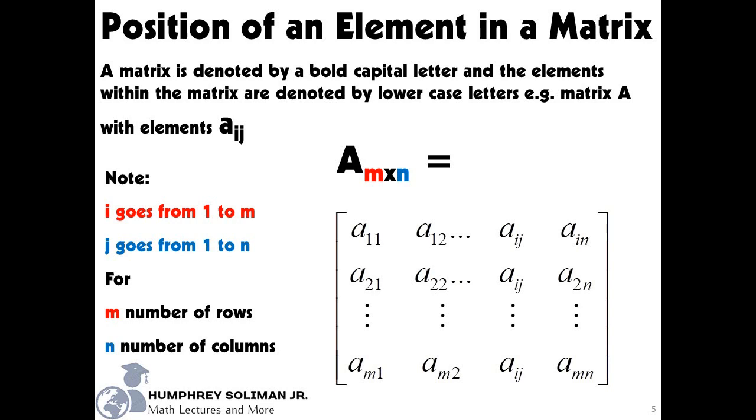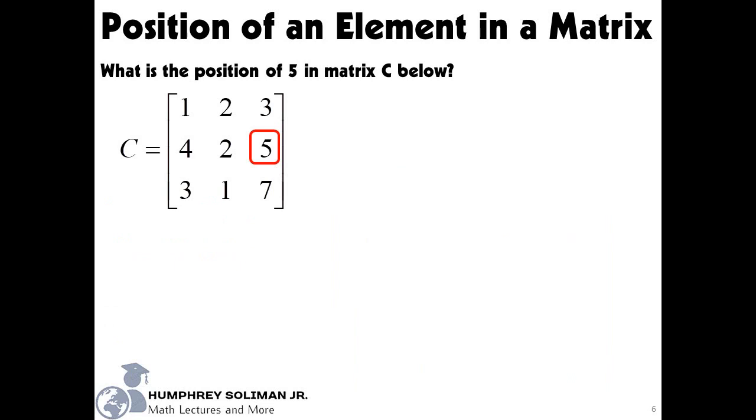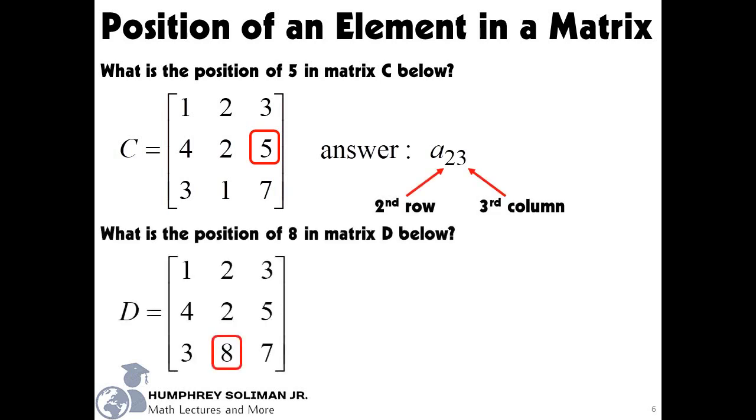Let's try these examples. What is the position of the number 5 in matrix C below? The answer is A23. The position of the number 5 is the element at row 2 and column 3. Okay, next example. What is the position of the number 8 in matrix D below? The answer is A32. The position of the number 8 is the element at row 3 and column 2.